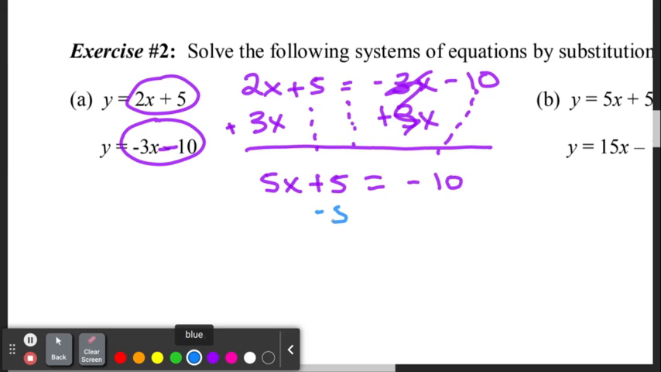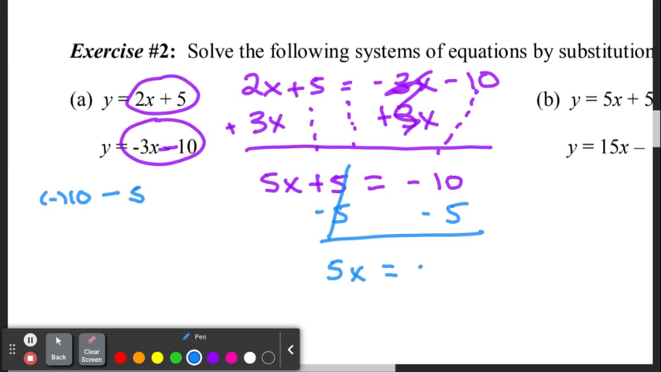Now I'm going to subtract 5 on both sides. That goes away. 5x. Negative 10, you would write this in your calculator. Use the negative button. Negative 10, subtract 5, and you get negative 15. Last step, divide by 5, and you get x equals negative 3. Eesh, that's a lot of work.